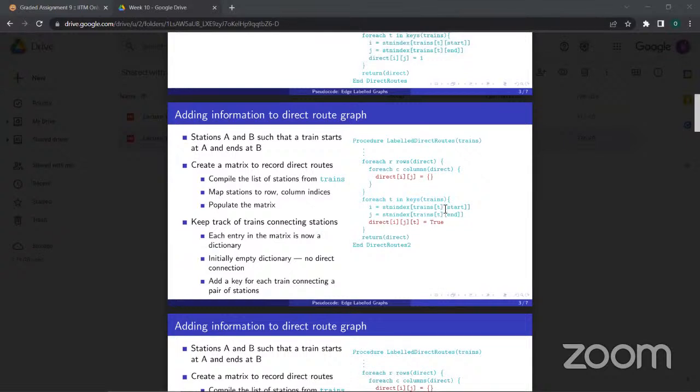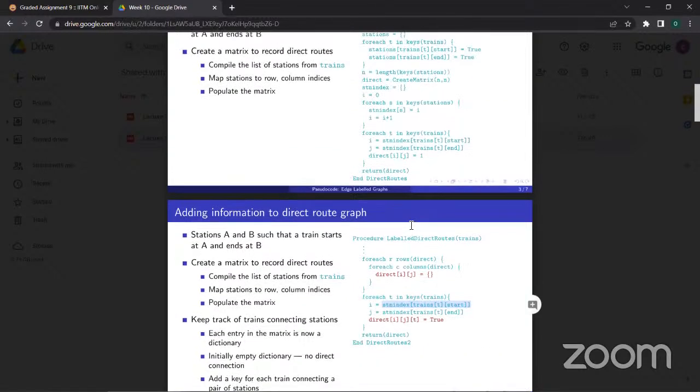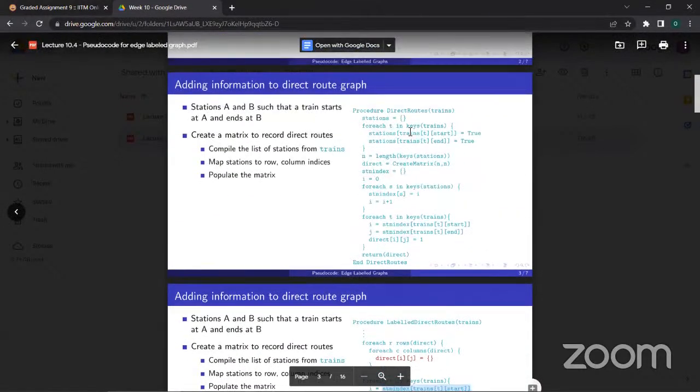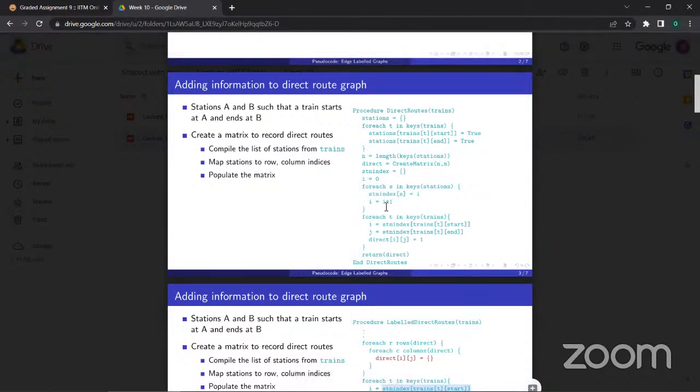What is happening? We are taking only the starting and ending of that particular train. Initially, when we started computing the direct dictionary, for each train there will be some 10-15 stations on the route, right? We are not considering all the stations. We are considering only the first starting and ending station. So we are adding an edge between only those stations.